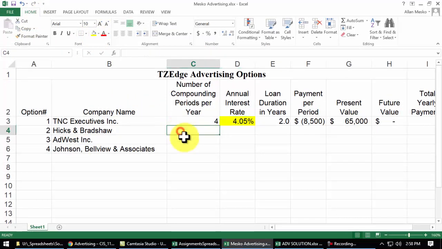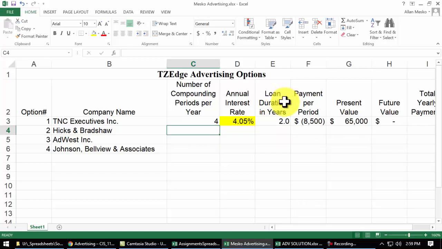Now we're looking at option 2 on page 378 of number 4. It says Hicks and Bradshaw has designed a campaign for $55,000. It will charge 6.5% annual interest rate, fixed monthly payments for 18 months. So they're charging us $10,000 less, but their interest rate is 50% higher, and we have to pay it off faster. But we want to evaluate all these and see what's our best option.